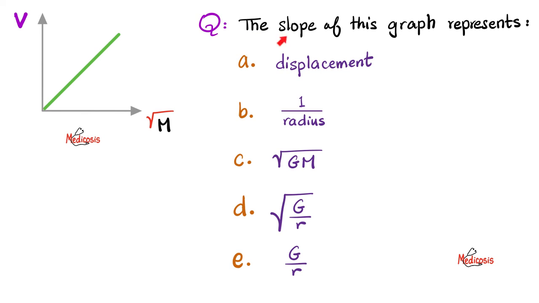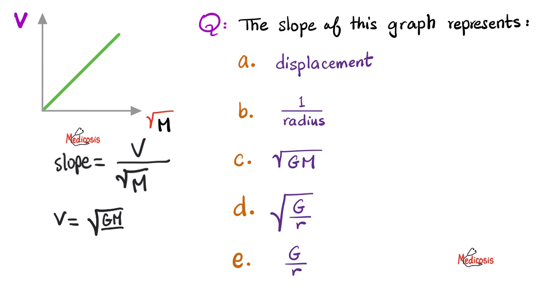Here is a question for you. The slope of this green line represents what? Please pause and try to answer this yourself. Okay, first, remember the slope of anything equals what? The change on the y-axis over the change on the x-axis. In this case, it equals v over the square root of m. What does that remind you of? It reminds me of this equation, which says that v equals the square root of G times M divided by r.